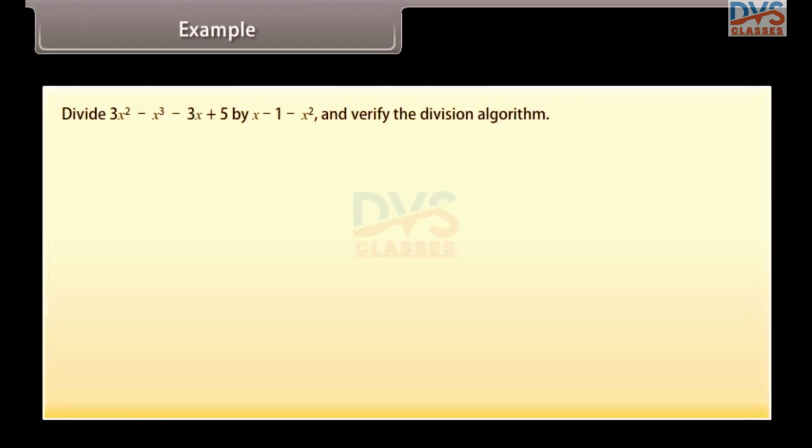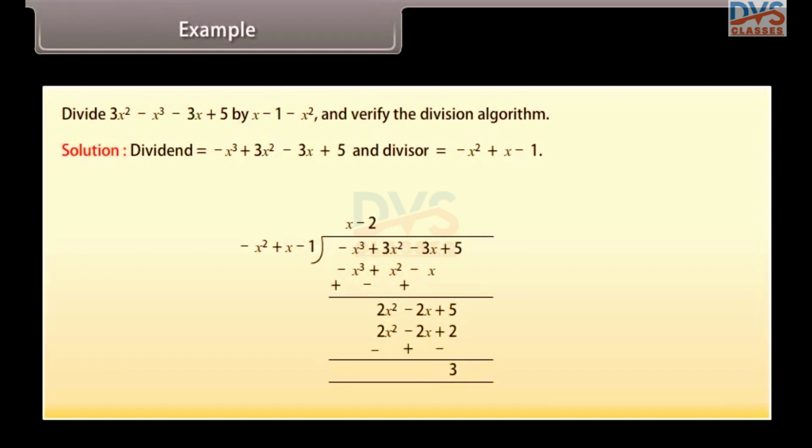Example: divide 3x squared minus x cubed minus 3x plus 5 by x minus 1 minus x squared and verify the division algorithm. Solution: firstly, we will write both the dividend and divisor in decreasing order of their degrees. The dividend is minus x cubed plus 3x squared minus 3x plus 5 and the divisor is equal to minus x squared plus x minus 1. By dividing, we get quotient equal to x minus 2 and remainder equal to 3.